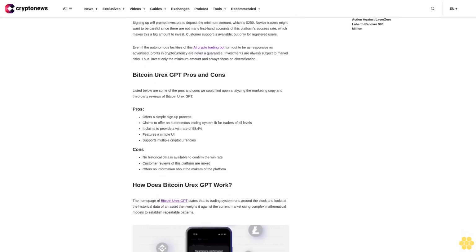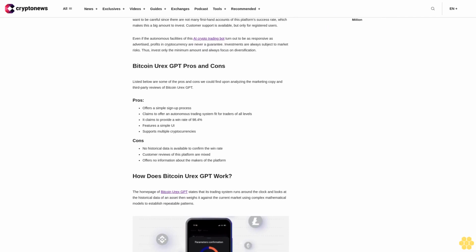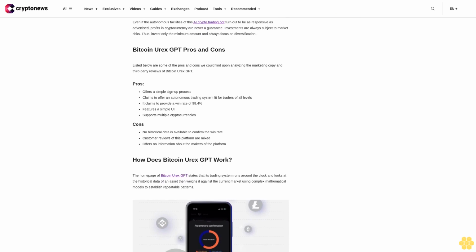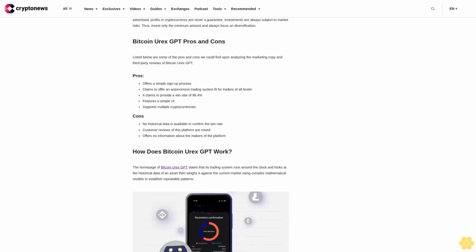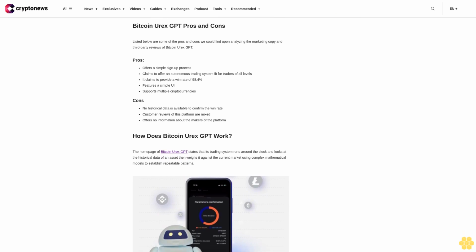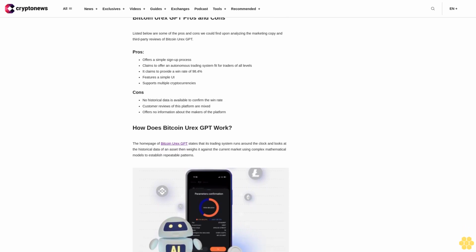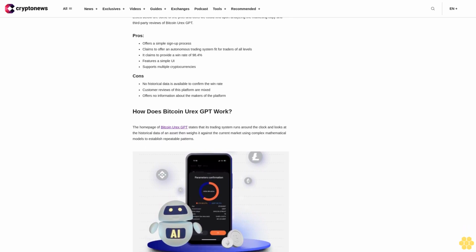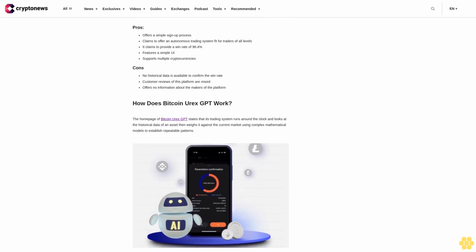Some third-party sites have also claimed that it needs KYC details from users, but there aren't any testimonies attesting to these claims. Signing up will prompt investors to deposit the minimum amount, which is $250. Novice traders might want to be careful since there are not many first-hand accounts of this platform's success rate, which makes this a big amount to invest. Customer support is available, but only for registered users.